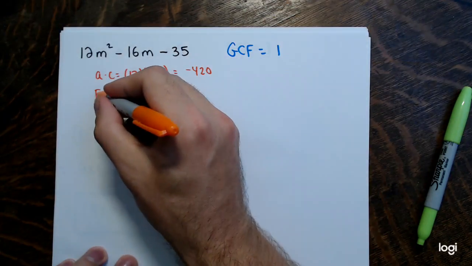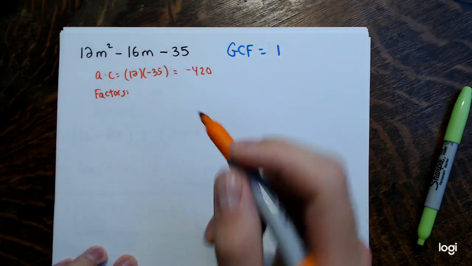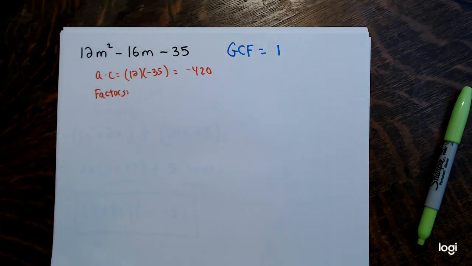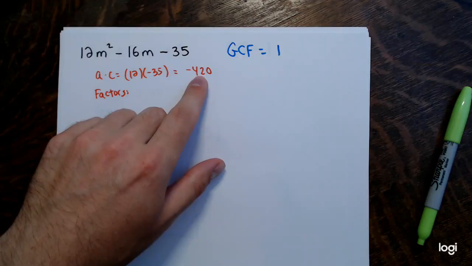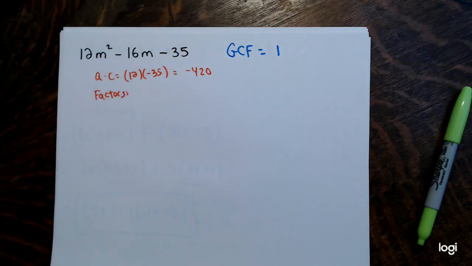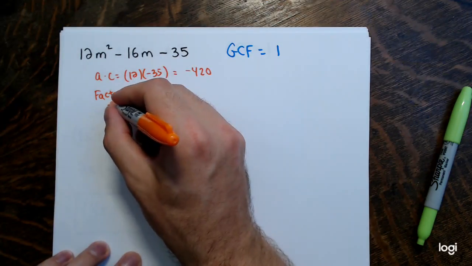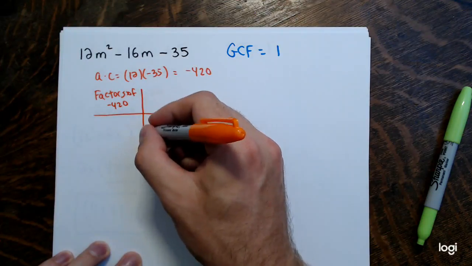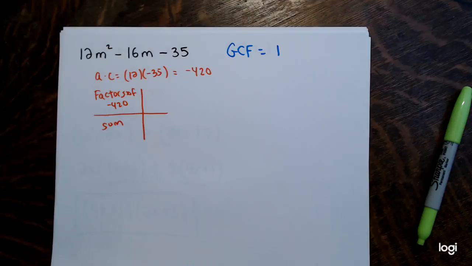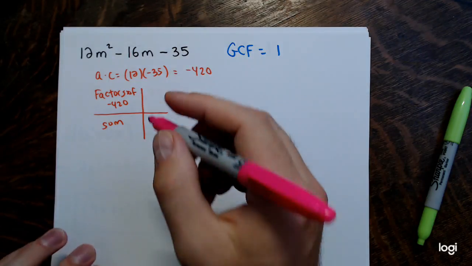And then I'm looking for a pair of factors, and you might want to do guessing and checking or trial and error here. I'm looking for a pair of factors that multiply to be negative 420 and add up to be negative 16. All right, so maybe I'll actually make a little chart here because I'm not seeing it immediately. Factors of negative 420 and their sum. If they multiply to be negative 420, that means one has to be negative, one has to be positive, and I want them to add up to be negative. So the negative one has to have a larger magnitude, a larger absolute value.